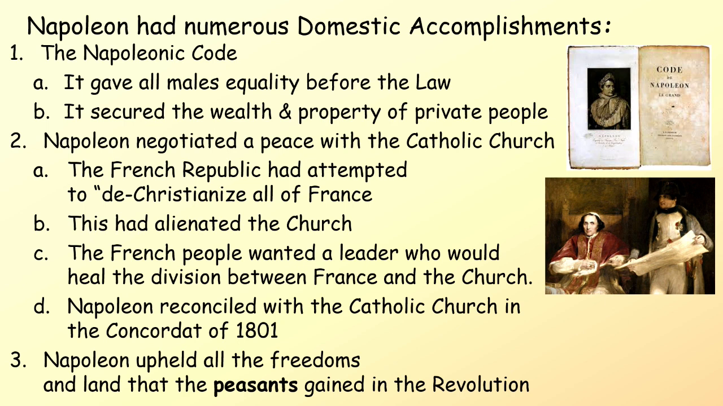Napoleon finally negotiated a peace with the Catholic Church. The French Republic had attempted to de-Christianize all of France. The Directory had been very hostile to the Church, and this had alienated the Church. And the French people, a very Catholic people, wanted a leader who would heal the division between France and the Catholic Church, and Napoleon reconciled with the Catholic Church in the Concordat of 1801. Another domestic accomplishment was that Napoleon upheld all of the freedoms and all of the land that the peasants had gained in the French Revolution.